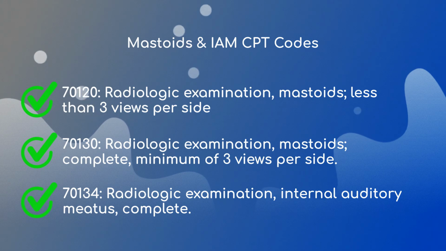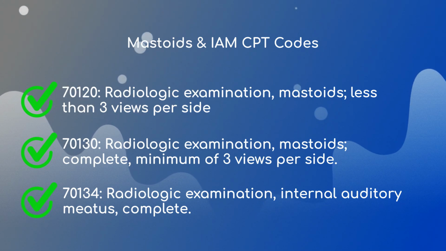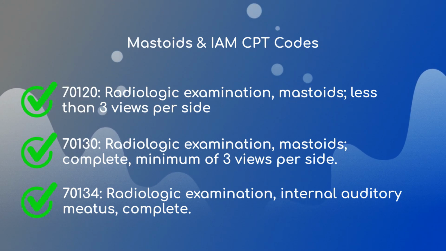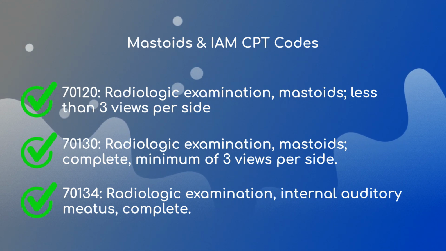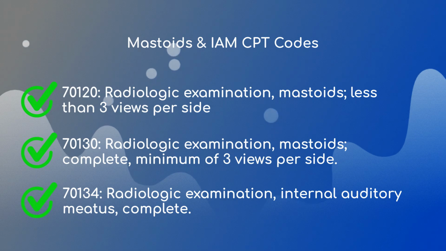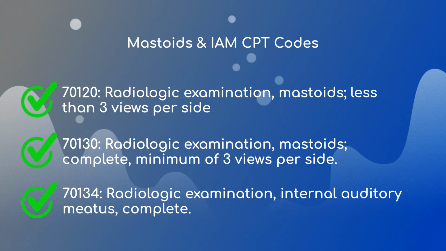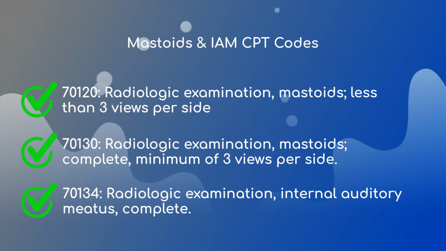70120, radiologic examination, mastoids, less than 3 views per side. This typically includes 1 to 2 images of each mastoid process. 70130, radiologic examination, mastoids, complete, minimum of 3 views per side, used when 3 or more views of each mastoid process are obtained.